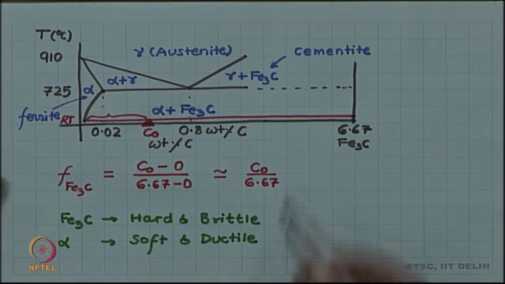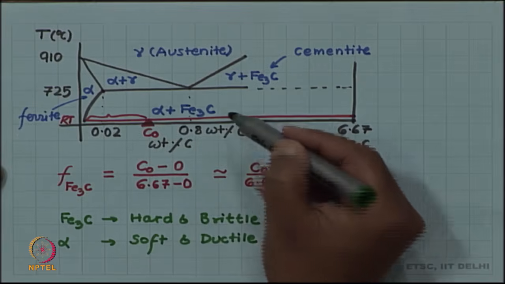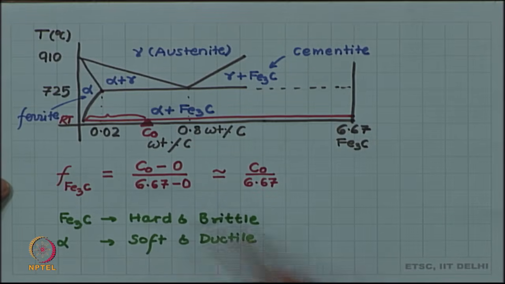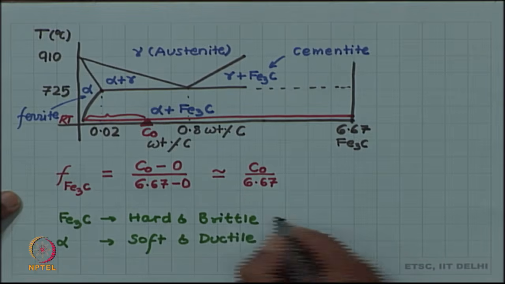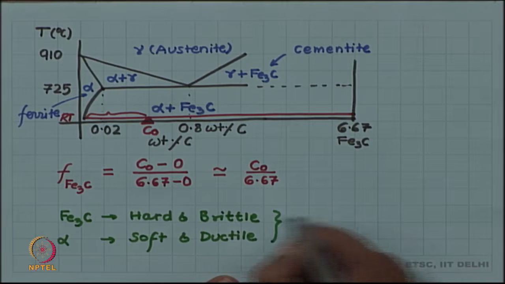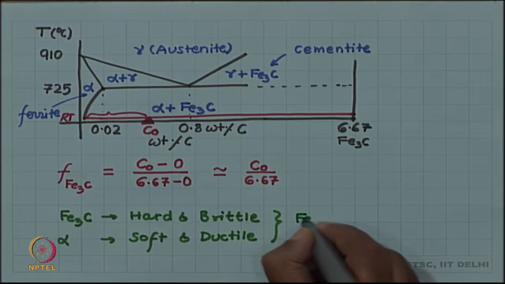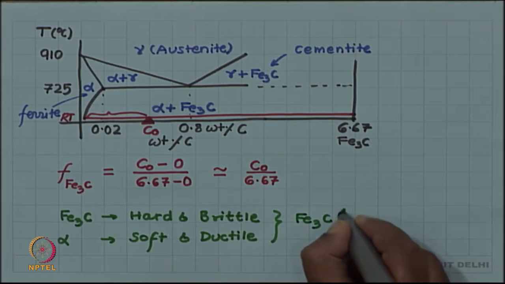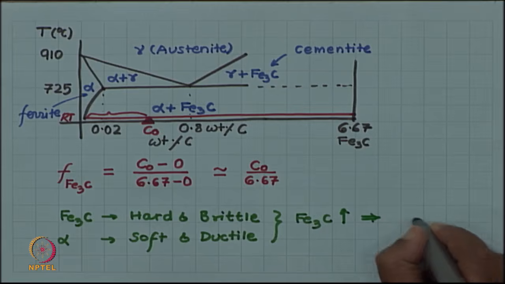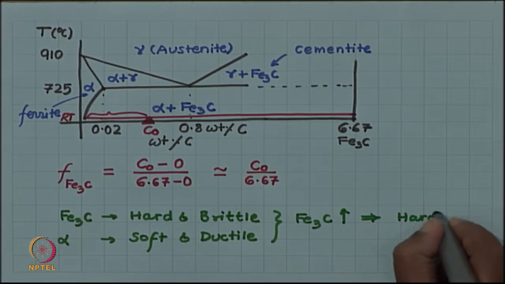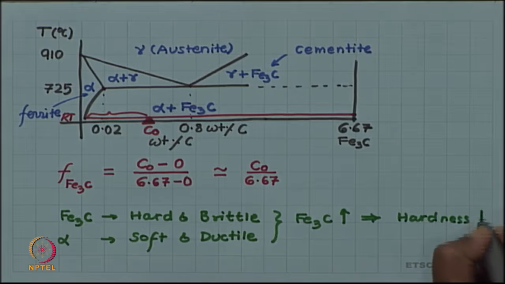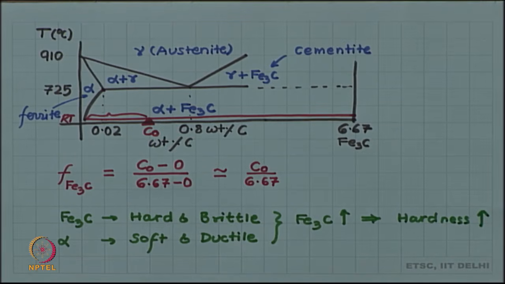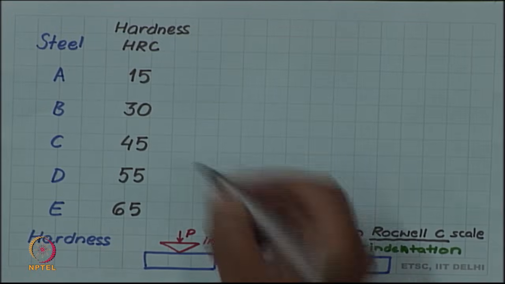So, you can see that since I have a mixture of alpha and Fe3C, hardness will depend upon the ratio of these two. So, the more Fe3C, the more will be the hardness of the steel. So, if Fe3C goes up, this will imply hardness goes up. So, coming back to our table now, we are seeing that the hardness is increasing.